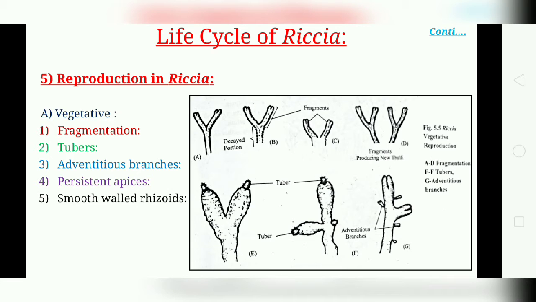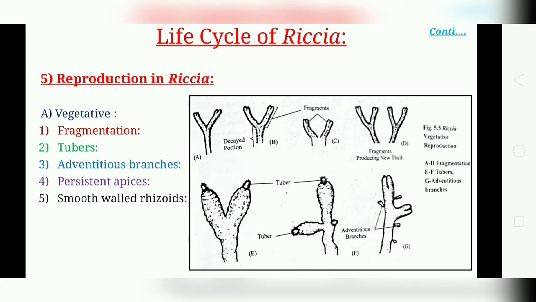In this, the Riccia thallus undergoes death and decay of the older or posterior portion as the thallus attains maturity. This progressive death and decay continues till it reaches the dichotomy and separates the two lobes. Each surviving lobe develops into a new plant. This is the fragmentation part. In the picture you can see A to D, the fragmentation.